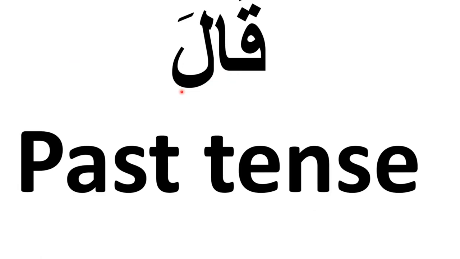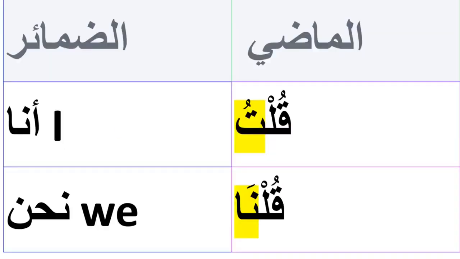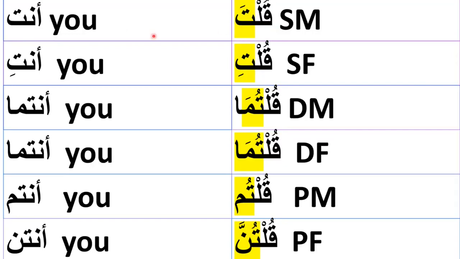قال, or said, is in the past tense. أنا قلت, I said. نحن قلنا, we said. أنت قلت, you said, masculine singular. أنت قلتِ, you said, feminine singular. أنتما قلتما, you said, masculine dual. أنتما قلتما, you said, feminine dual. أنتم قلتم, masculine plural. أنتن قلتن, you said, feminine plural.